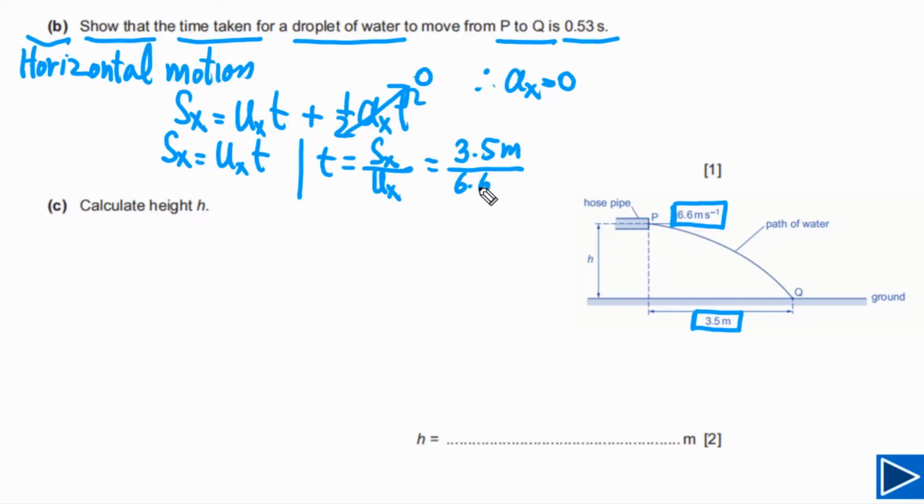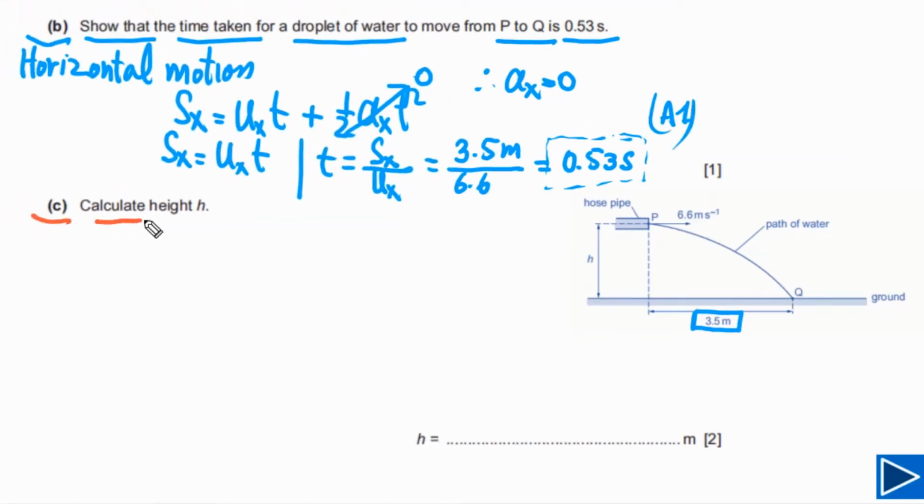That is 6.6 meters per second. So our final answer in this case will be 0.53 seconds, and this is the answer. This question has only 1 mark. If you have got this right answer, you will get 1 mark.